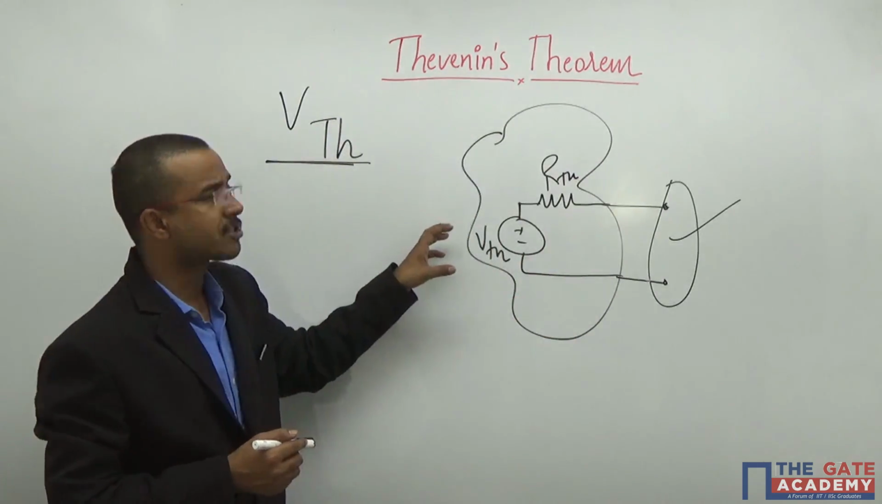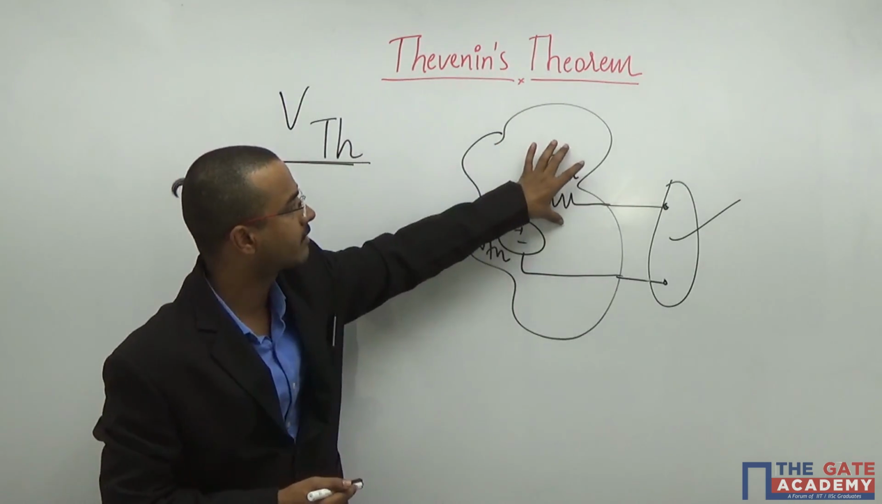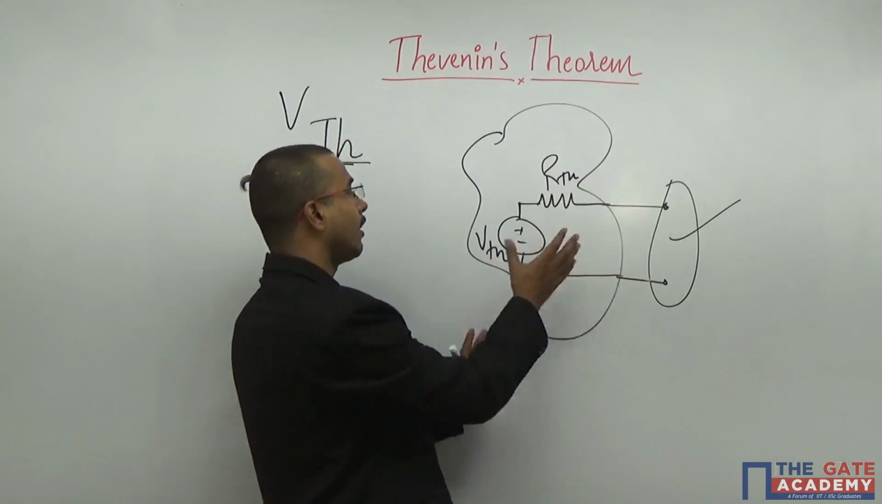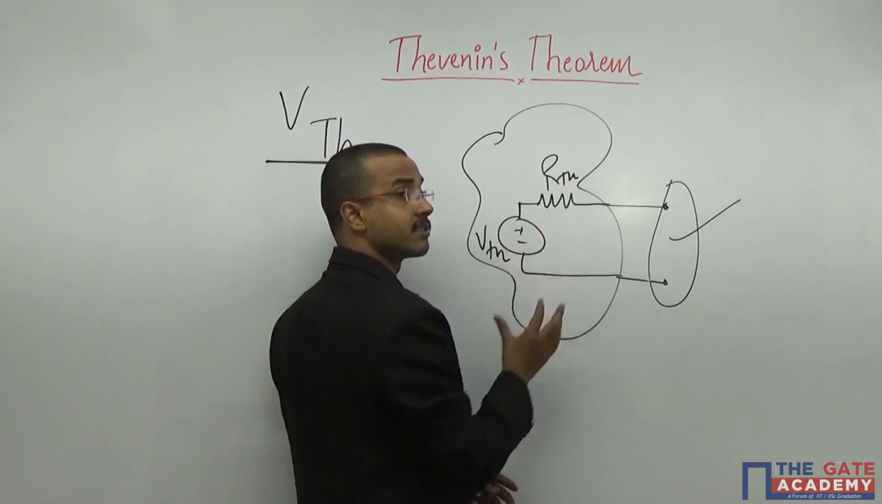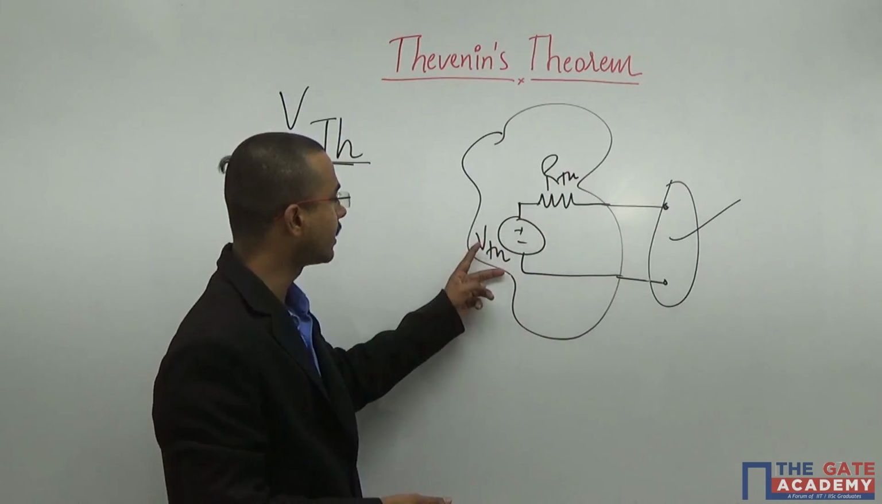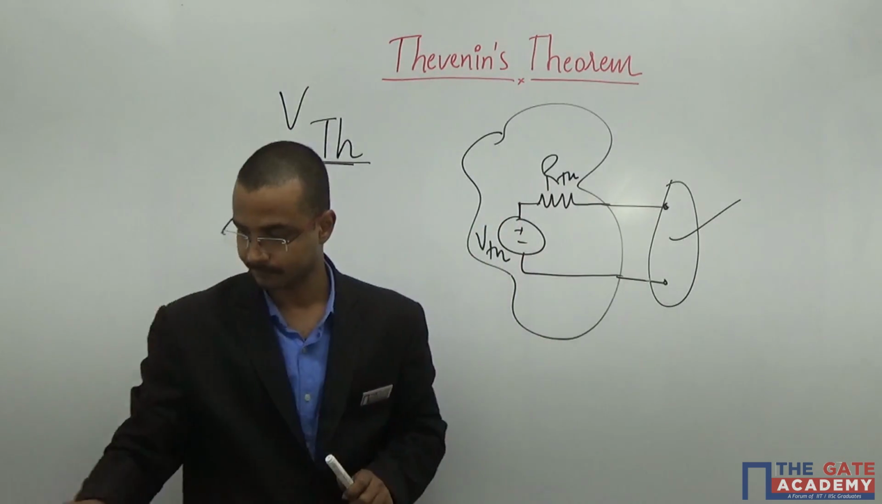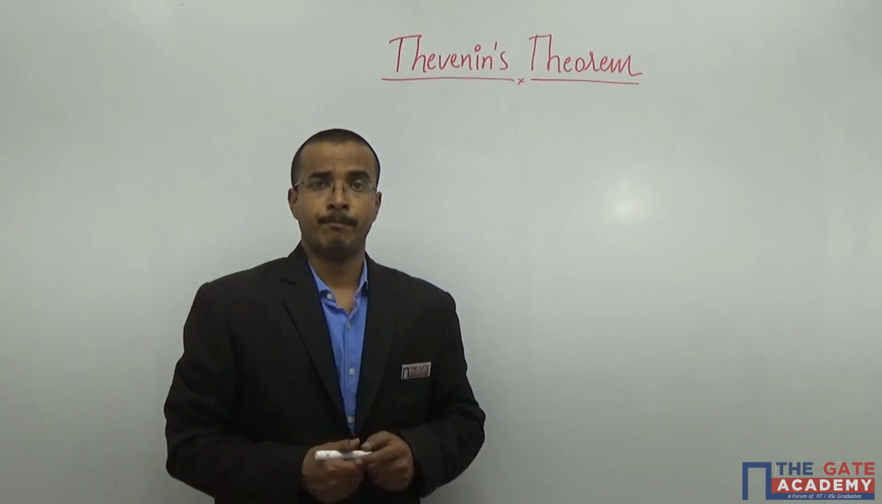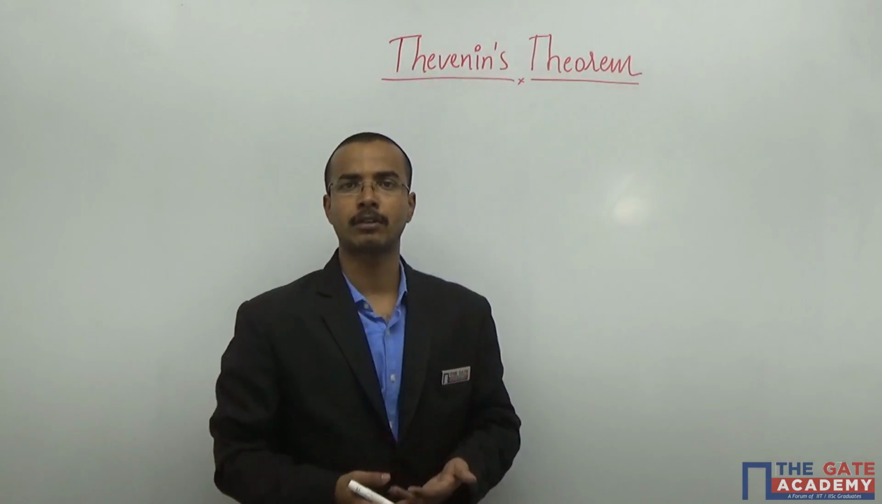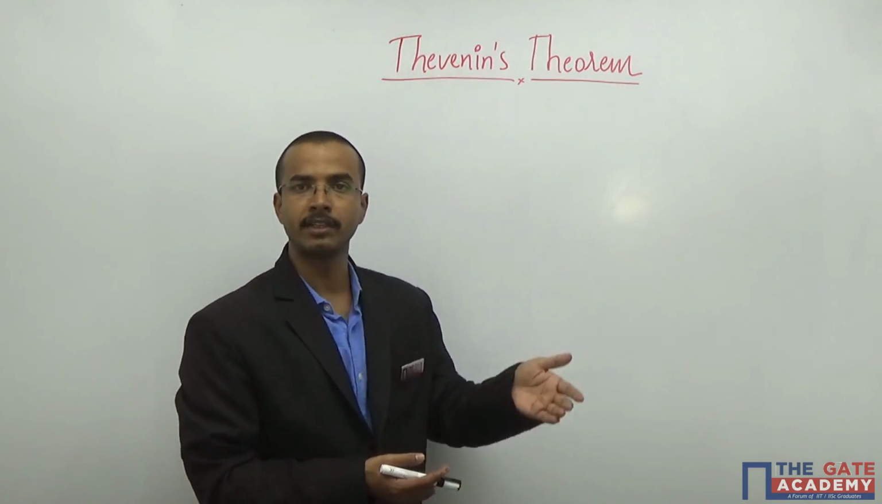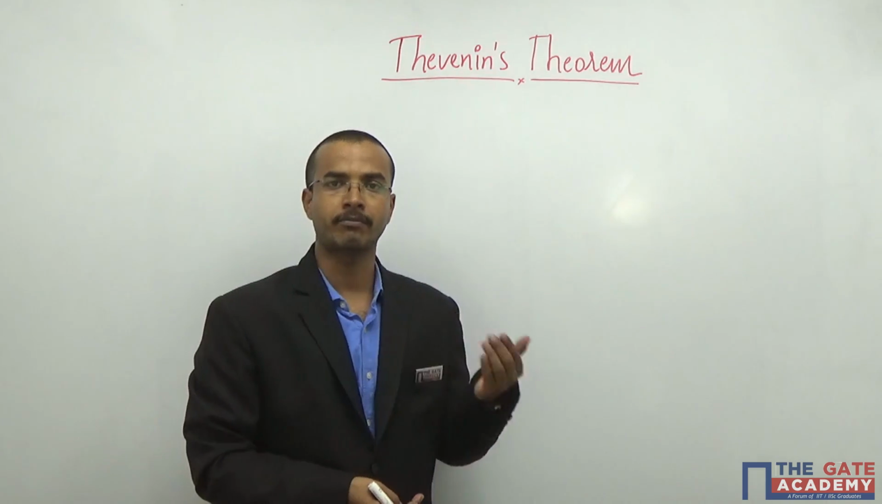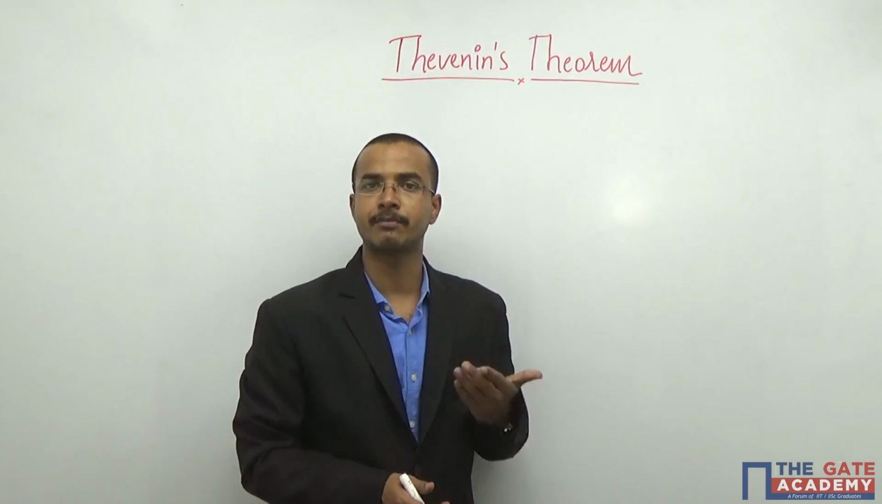How to calculate the VTH of any circuit, or how to calculate this RTH. That means you are replacing the circuit with one voltage and one resistance. Then how do we calculate this voltage and this RTH in my entire bigger circuit? Before going to the numerical, firstly I want to tell what the procedure is to calculate the VTH and what the procedure is to calculate the RTH in my circuit.